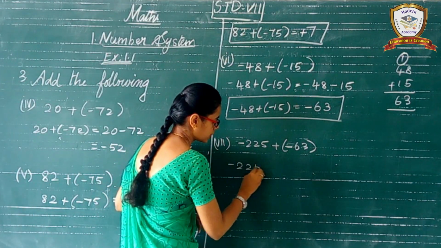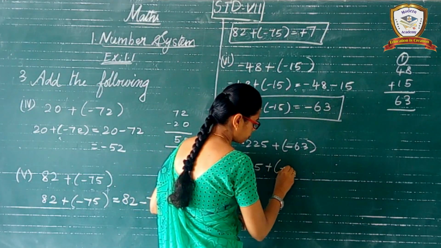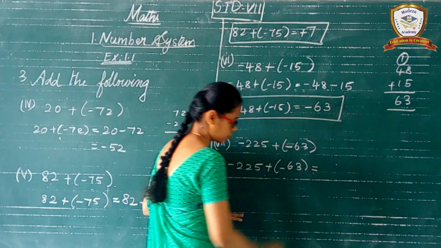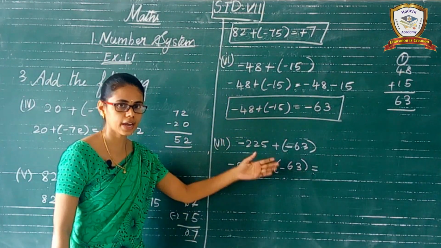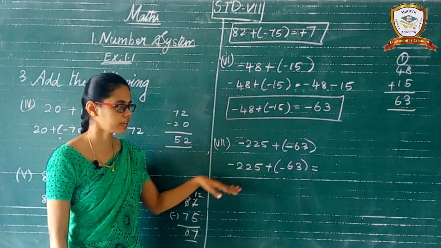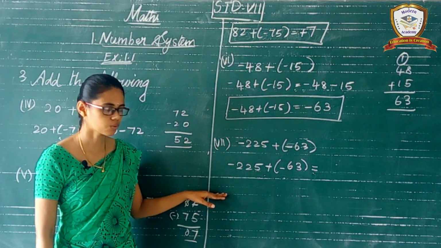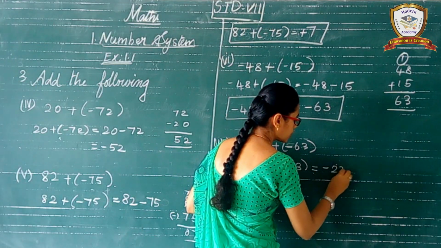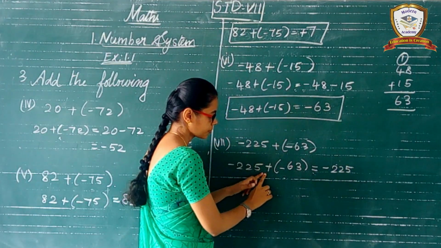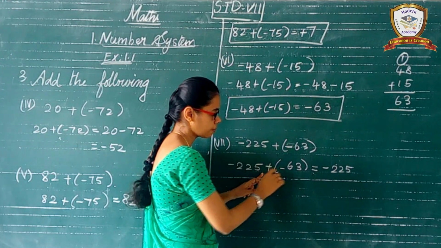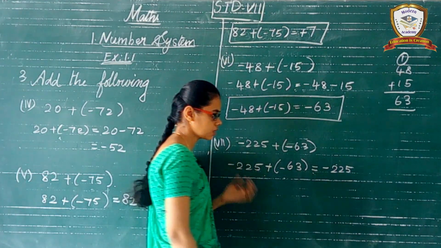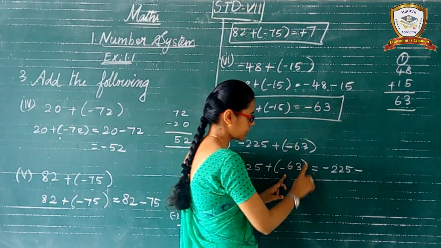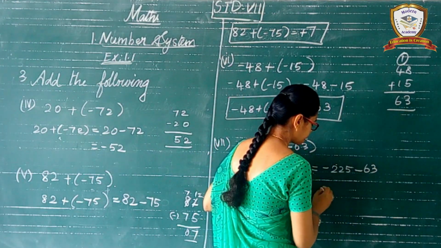Minus 225 plus of minus 63 equals. These are the two integers we want to add, and we get the answer. First of all, we remove the bracket. So minus 225, plus multiplied by minus. Different sign, so as usual we mention minus. Clear? And the remaining we write here as it is, 63.